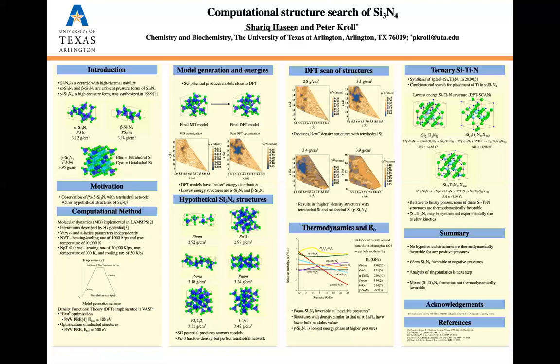So in summary, we generated thousands of structures of silicon nitride. None of the hypothetical structures we found, though, were thermodynamically favorable for any of the positive pressures we investigated. And at these negative pressures, the PBAM silicon nitride emerged. And it's possible that this could be synthesized using tensile stresses. The next step is analysis of ring statistics, potentially looking at different starting densities along with maybe differently sized models.